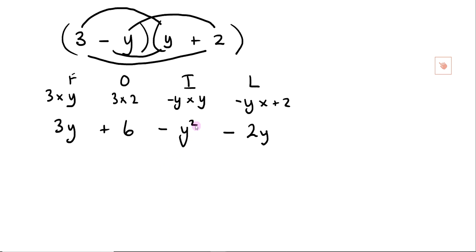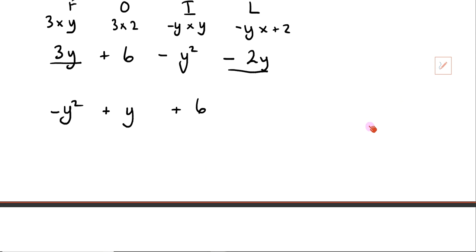What do we start with? We start with the negative y squared, so we've got negative y squared. Then we've got 3y subtract 2y is y, plus 6. Okay? One more.